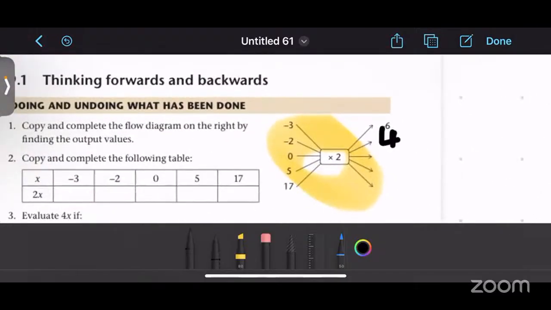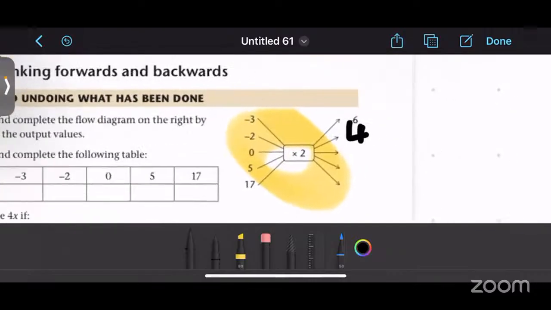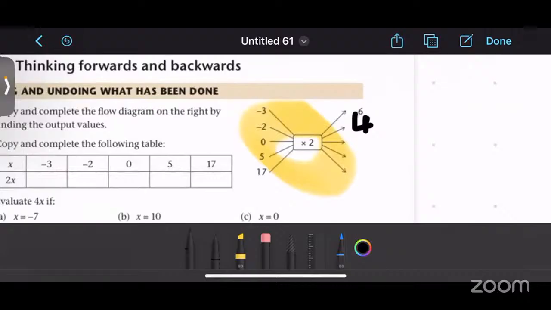And then we have 0, and 0 multiplied by 2. How much do you think that's going to be? 0. And why are we saying 0 multiplied by 2 is 0? Why is it not 2? Anything multiplied by 0 is equal to 0.